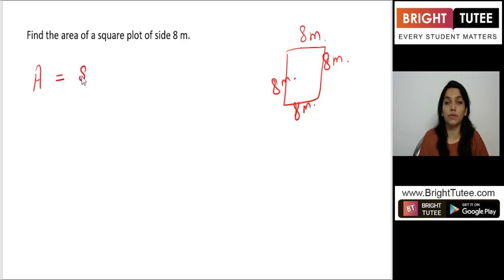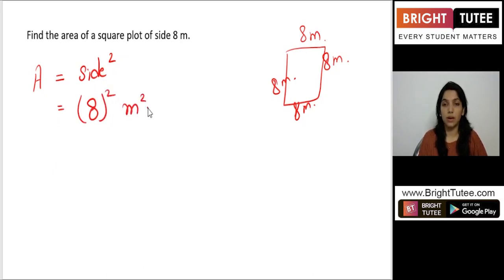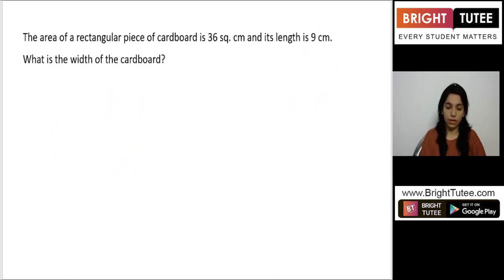The area of a square is written as side multiplied by side, or we can write the area of a square is side squared. This is equal to 8 squared, and this is in meter squared, because it is meter times meter. So what is 8 times 8? It is 64 meter squared. Clear? Moving ahead to the next question.